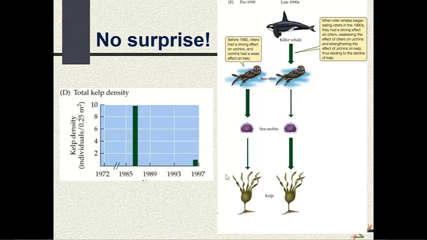So again, these seem pretty clear-cut relationships, but there are a lot of other factors. For example, why didn't we have kelp in 1972? But this can give you an idea of what's going on in a population, and you have to do further studies to figure out the details.